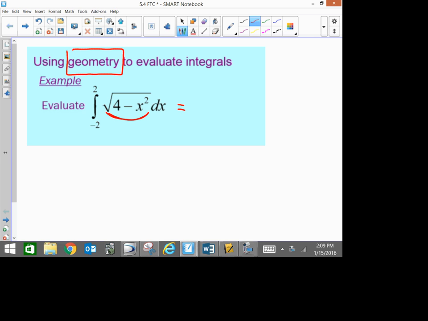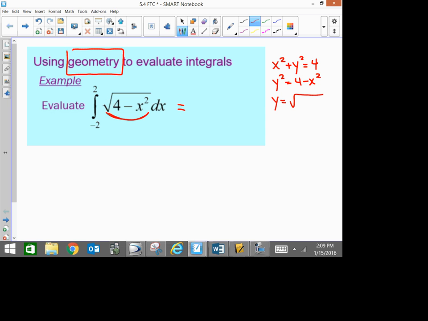This graph, who knows what that looks like? The parabola to the side? No, that's not it. Do you know what this looks like? It's a circle with radius 2. Do you know what this is? The same thing, right? So then this is that, which is half of a circle. Okay? So this is half of a circle.